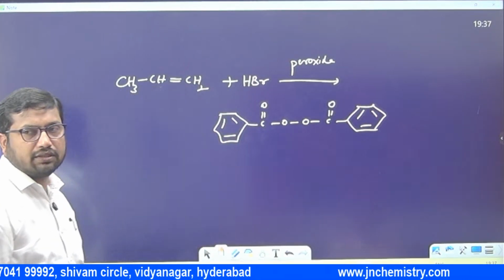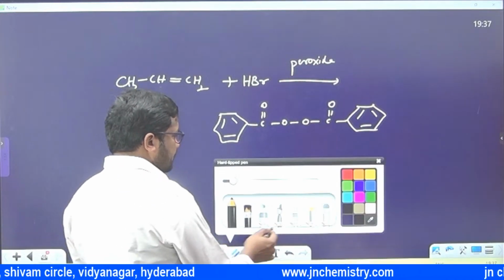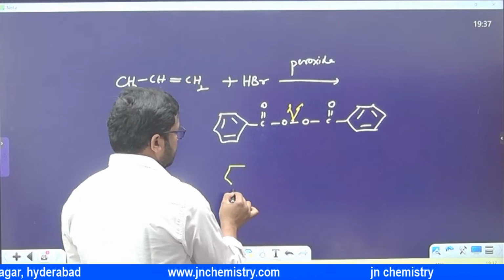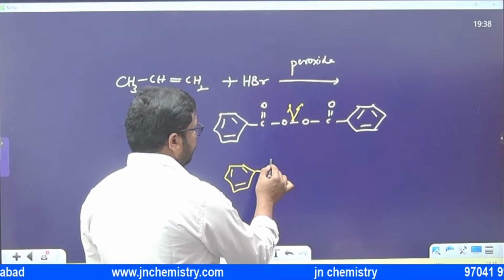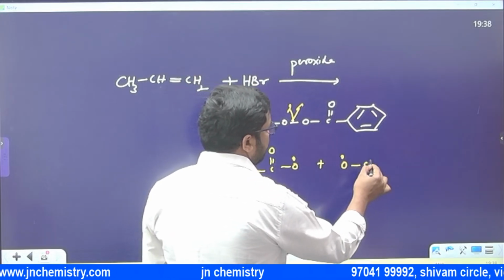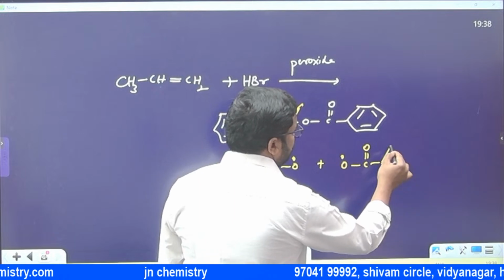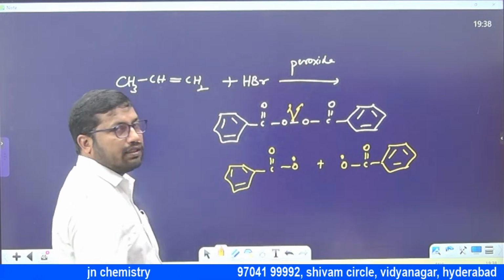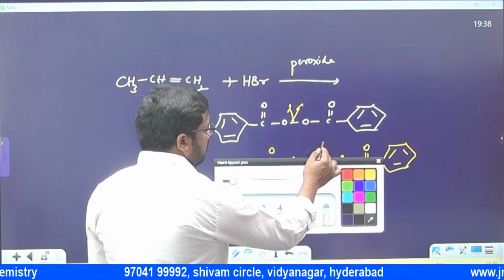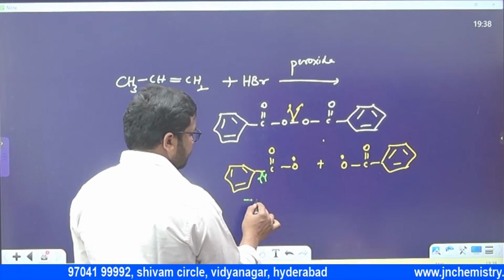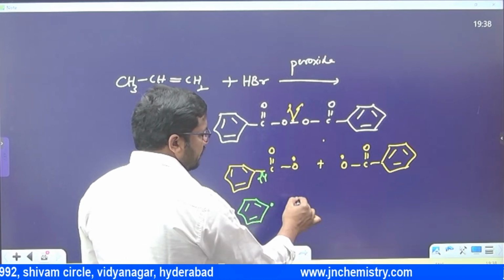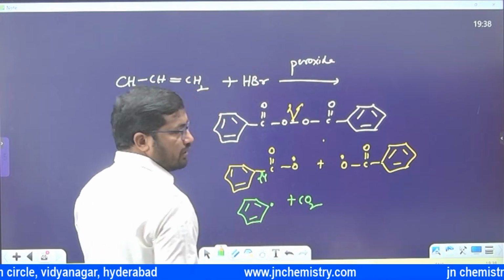This is benzoyl peroxide. In the benzoyl peroxide, what exactly happens? Homolytic cleavage takes place: C double bond O radical plus O radical, C double bond O. Two moles are actually formed, so the central homolytic cleavage takes place. Once again homolytic cleavage takes place here, and we get a phenyl radical, and this radical will go to CO2, carbon dioxide.